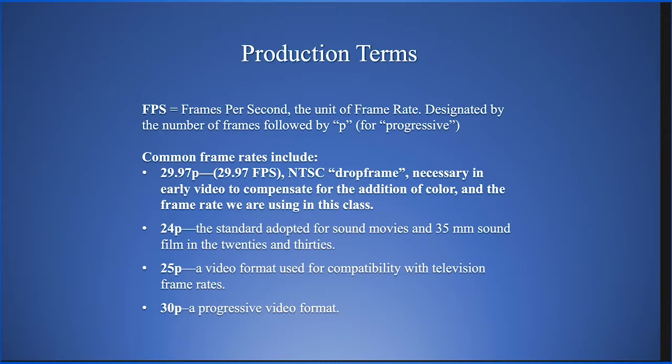24p is a standard adopted for sound movies and 35mm sound film in the 20s and 30s. 25p is a video format that was used for compatibility with television frame rates. And then 30p is a progressive video format.